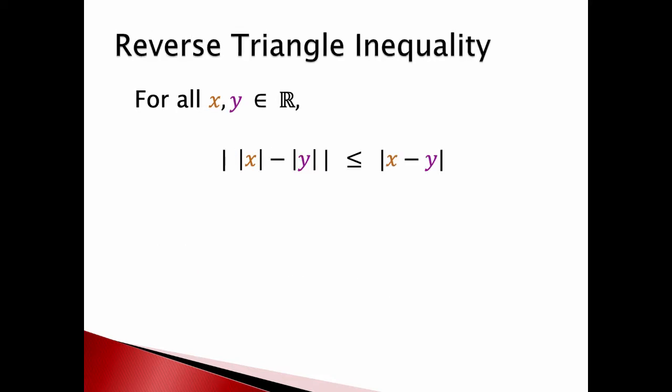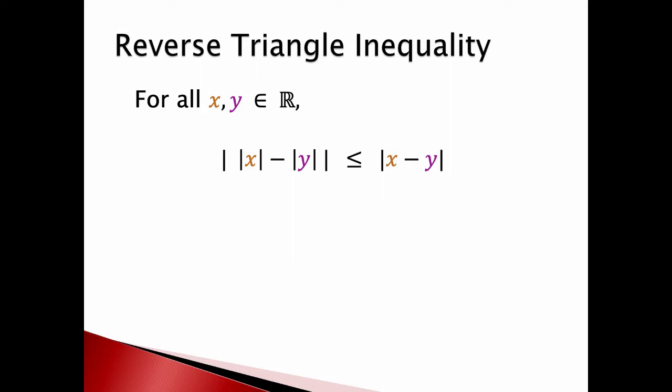There's also a reverse triangle inequality. So this is not as useful as the triangle inequality that we've seen on the previous slide. But when you need it, you need it. So let me explain how this one works. If you have two real numbers x and y, and you take their absolute values by themselves, then you look at the difference between those absolute values and take the absolute value of that. Now that sounds all really weird, but what is that really?